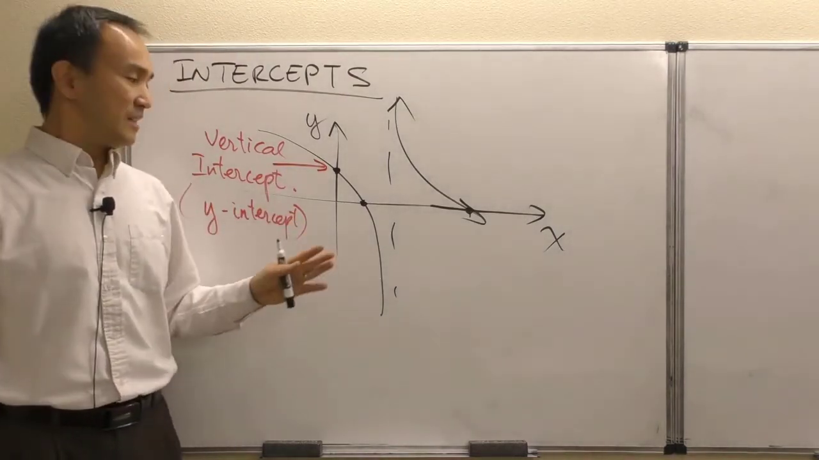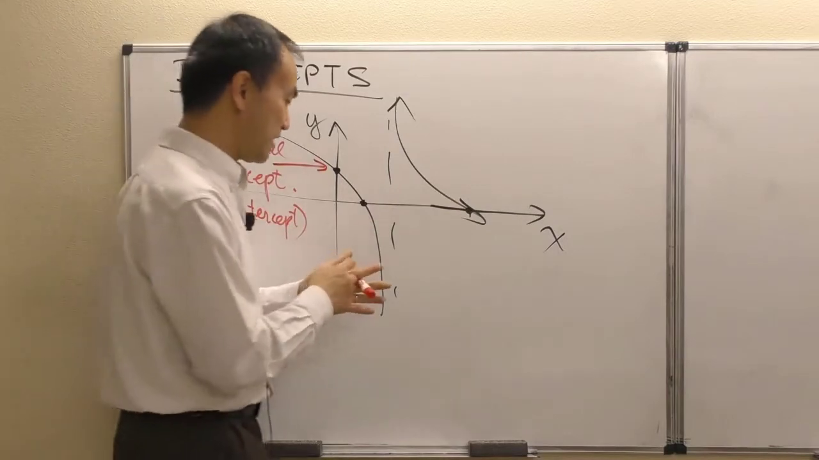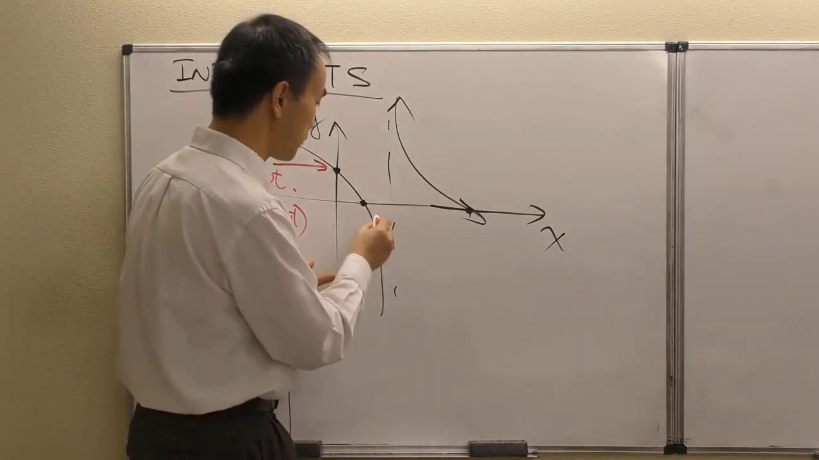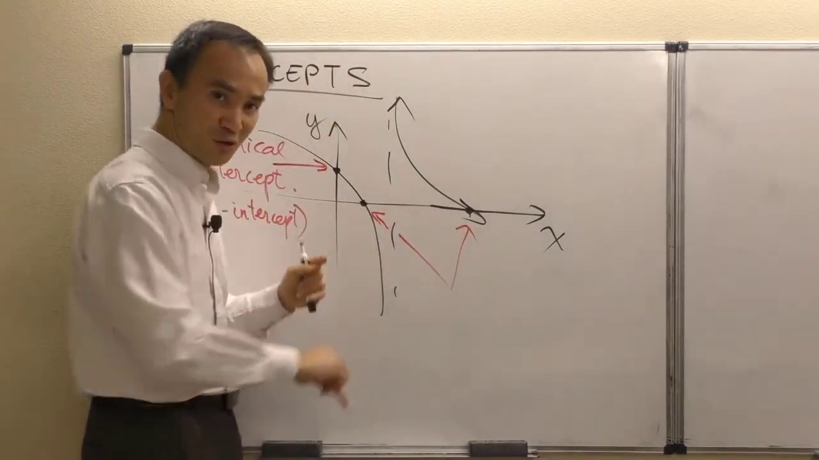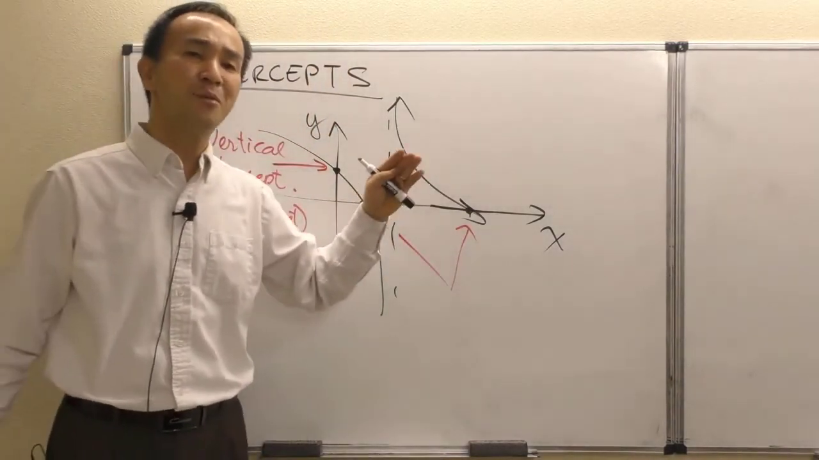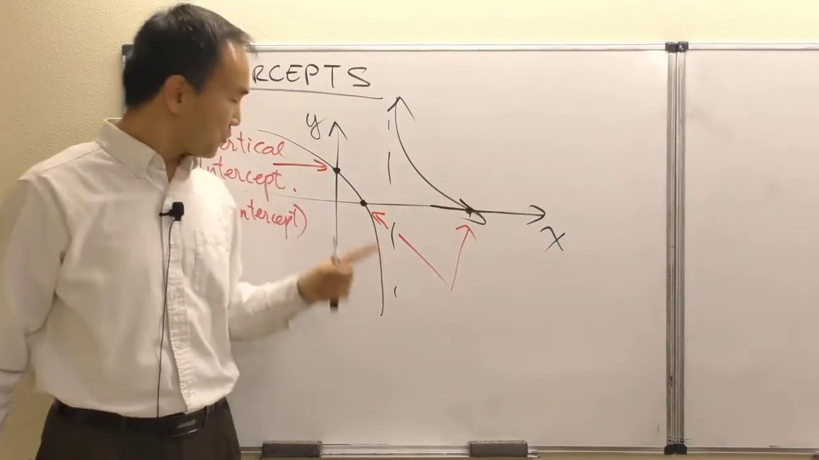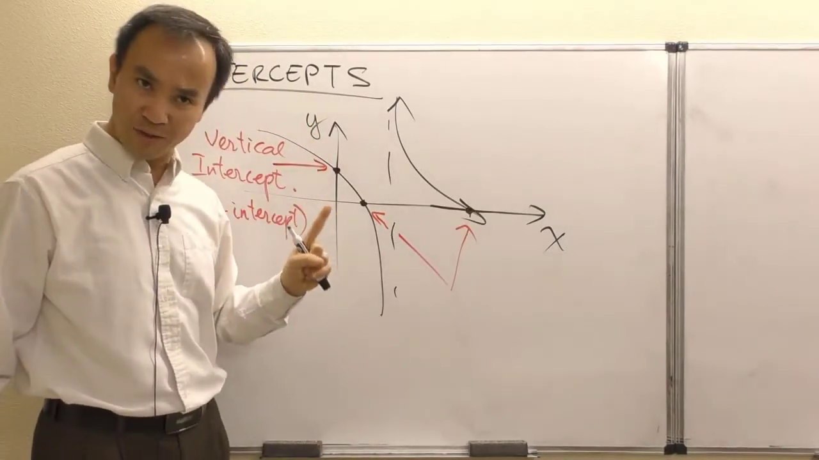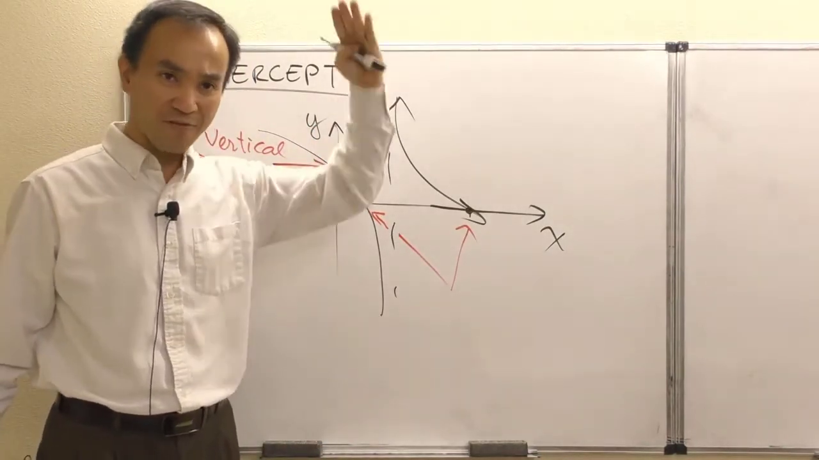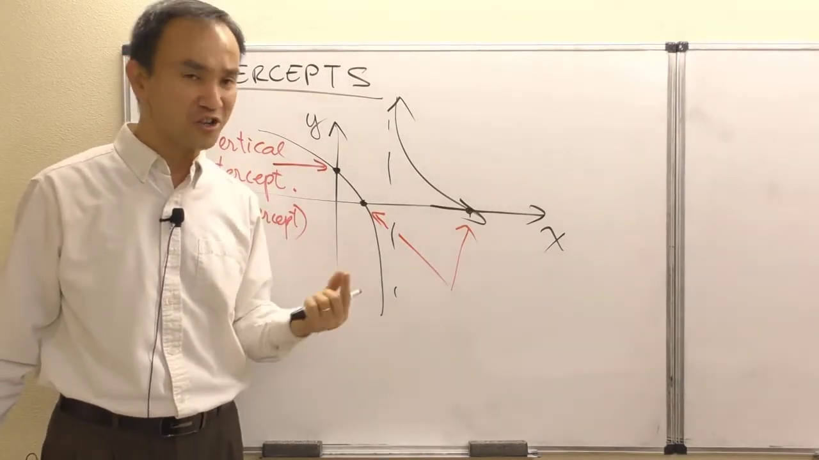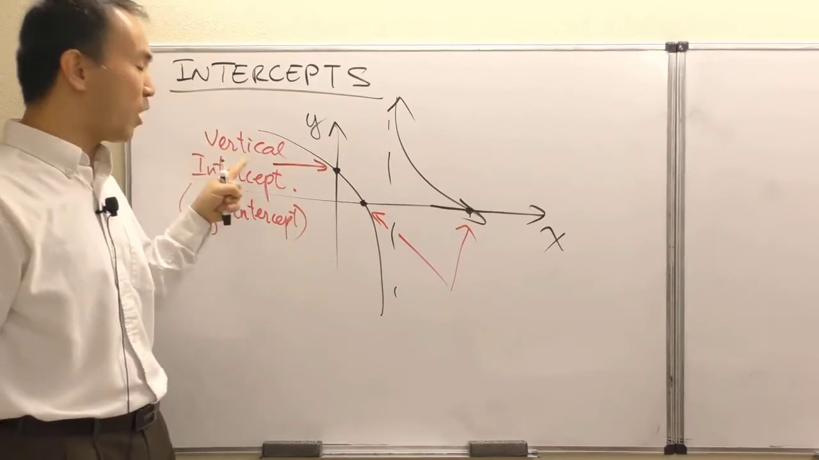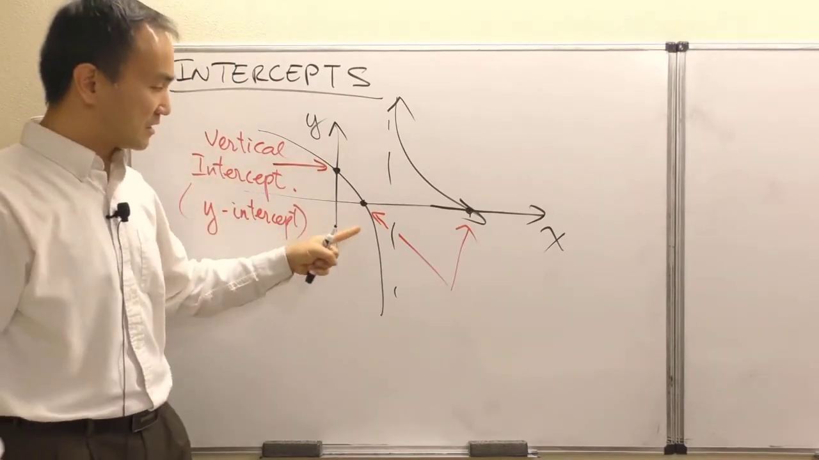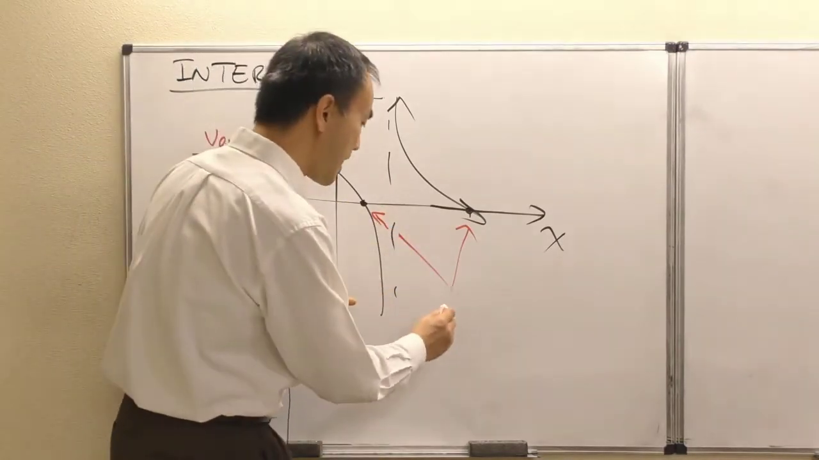Then any of these values where the graph crosses the horizontal axis, we may have multiple horizontal intercepts. Vertical intercepts, there can only be one. It comes straight out of the understanding about a function, not only a rational function: on any function we only have one vertical intercept. But for horizontal intercepts we may have multiple.